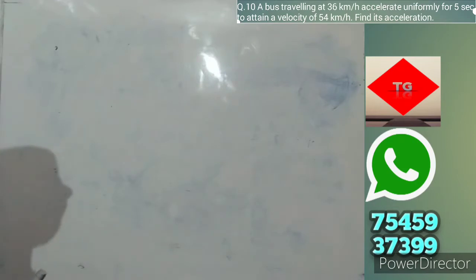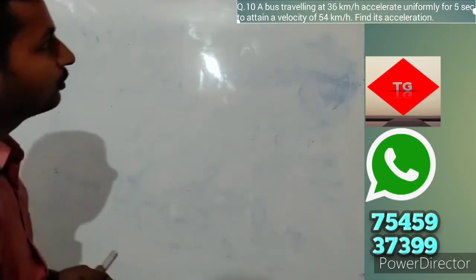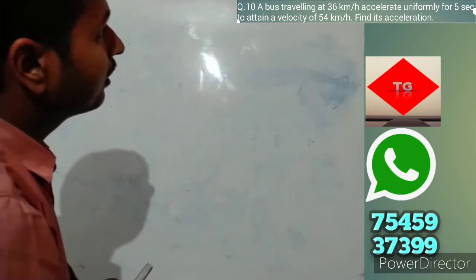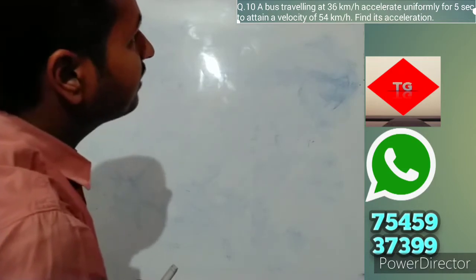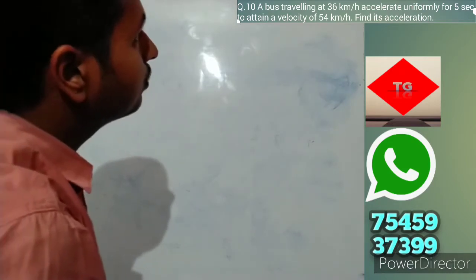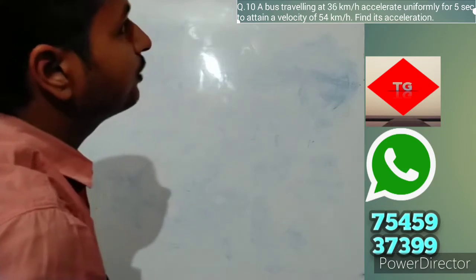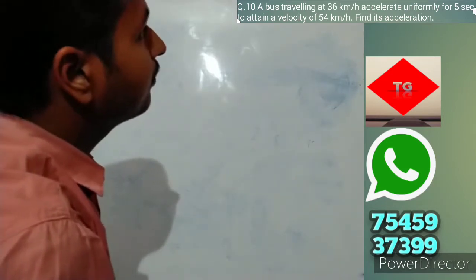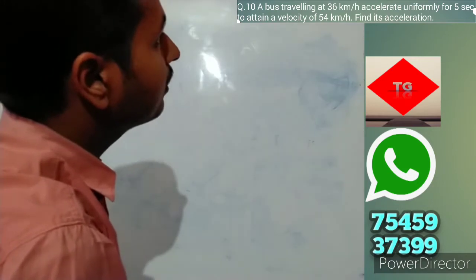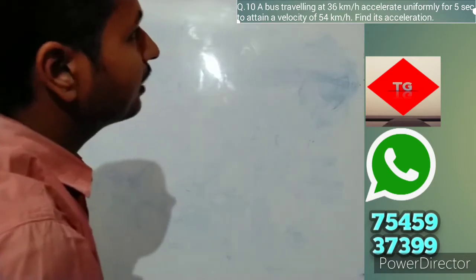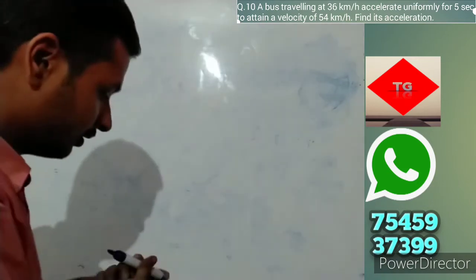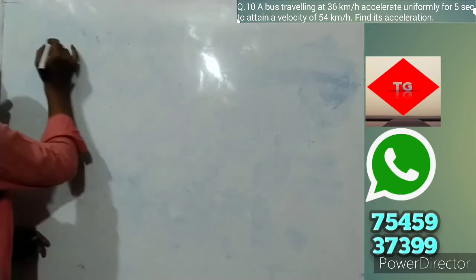A bus travels at a speed of 36 km per hour for 5 seconds to attain a velocity of 54 km per hour. And what you have to find? You have to find the acceleration. Here, first of all, you have to write what is given.